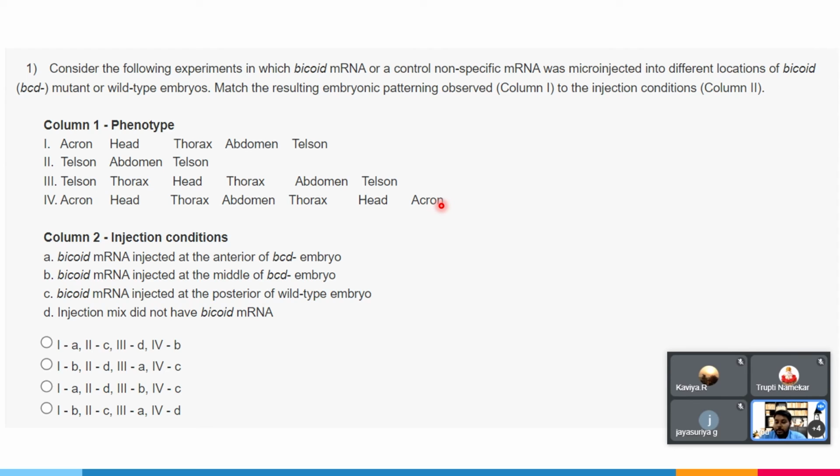So, a lot of confusing things are there. The injection conditions tell us that the first condition is bicoid mRNA injected at the anterior of the bicoid minus embryo, meaning a bicoid mutant embryo. This embryo does not have any bicoid. Next, bicoid mRNA injected at the middle of the bicoid mutant embryo. Bicoid mRNA injected at the posterior of the bicoid wild type embryo. And the injection mix did not have any bicoid mRNA, that is, this was a control. So which of the following options are correct? We have two columns. Will anyone try and match these?